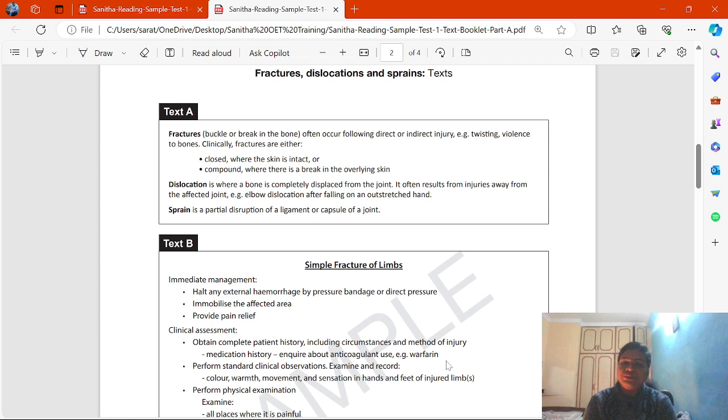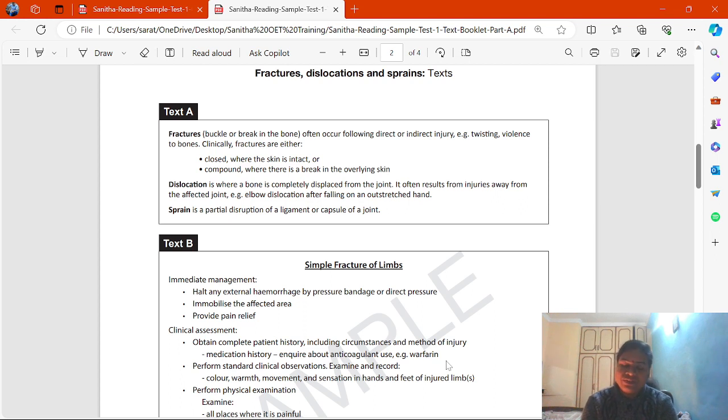Let's begin today's topic, that is fracture, dislocation and sprains. This is one of the samples I have taken from the OET official website. Sometimes you will think, yes, this test I have done before, but the fact is not like that. Here you are going to get some tips and tricks. Maybe you have done this test before, but in this module I am going to give you some tips and tricks to get 20 out of 20 marks in the OET reading subtest.